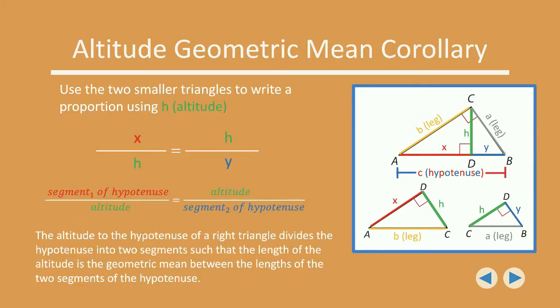So the altitude of the hypotenuse of a right triangle divides the hypotenuse into two segments such that the length of the altitude is the geometric mean between the lengths of the two segments of the hypotenuse. So that's very wordy. I actually prefer just knowing and remembering this proportion here. So if you're working with a right triangle and the altitude's drawn in, and we either know the altitude or want to find the altitude, we're probably going to use this theorem.